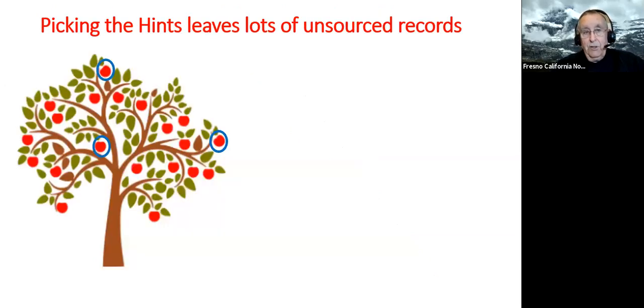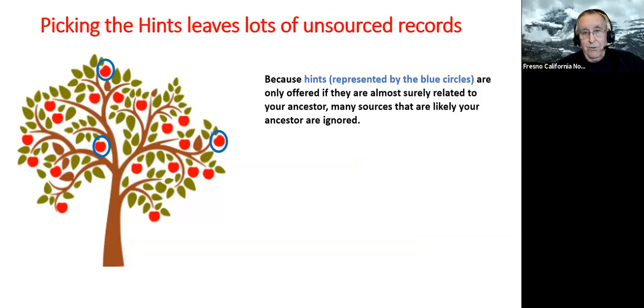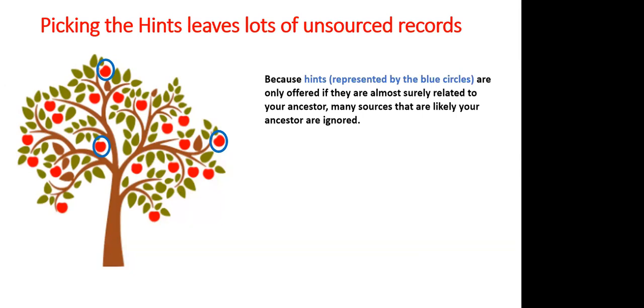Okay, another way of looking at it is to think of those apples on the tree there as being records for a person. And the ones that are circled in blue are the hints that were offered for that person. And you can take those hints and you can attach them. They're small, you can't see it.